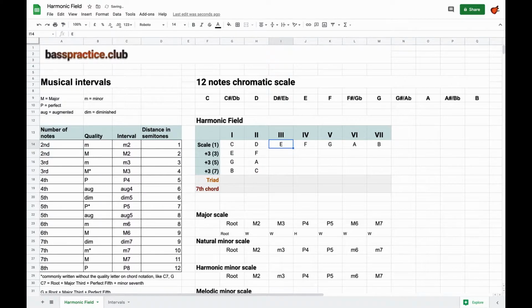Let's do it for E. 1, 2, 3. So here is the G. From the G, 1, 2, 3. So here is the B. From the B, 1, 2, 3. Okay, we go back. 2, 3. So it will be a D.